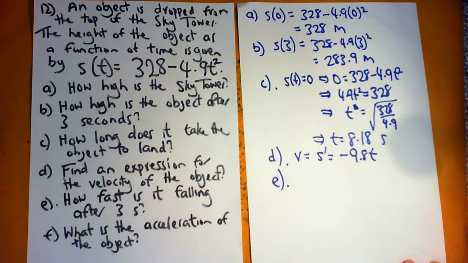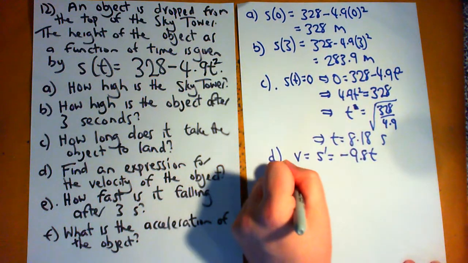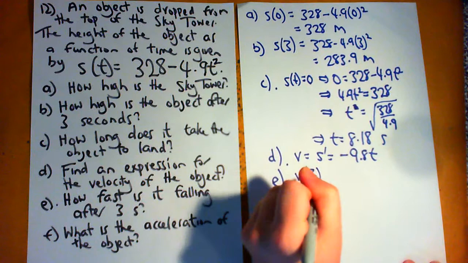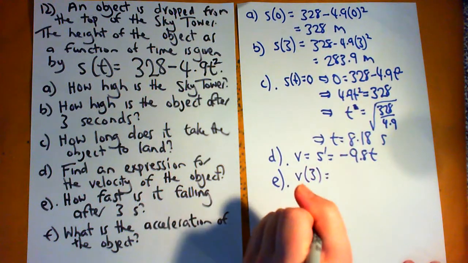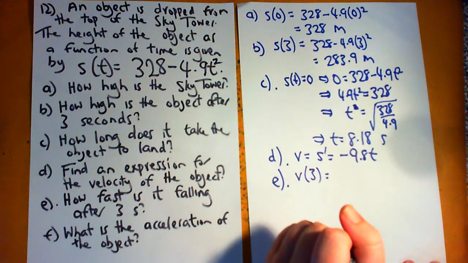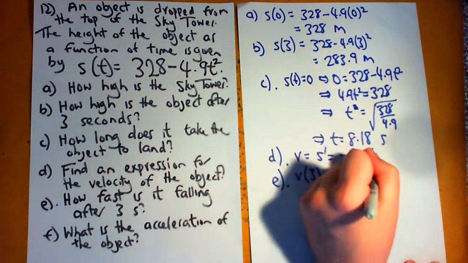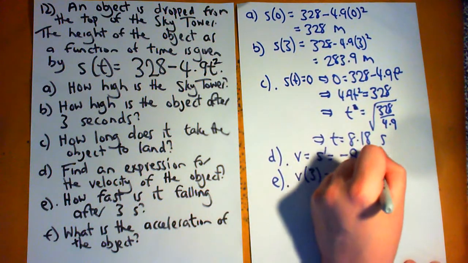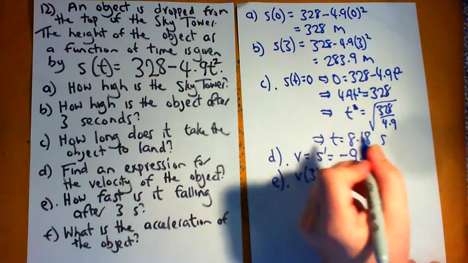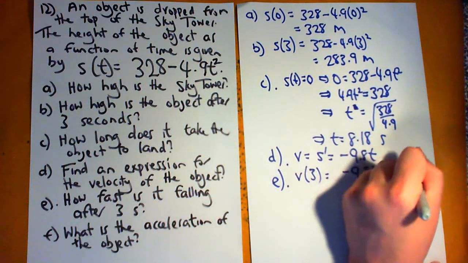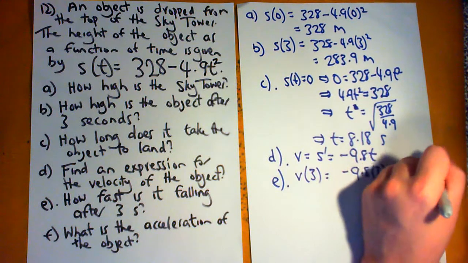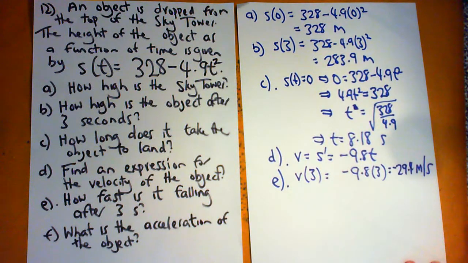How fast is it falling after 3 seconds? So we want the velocity at the 3 second mark. So we need to substitute t equals 3 into that velocity function we just got, which was negative 9.8 times t, and if we calculate that, we get negative 29.4, and this is measured in meters per second.